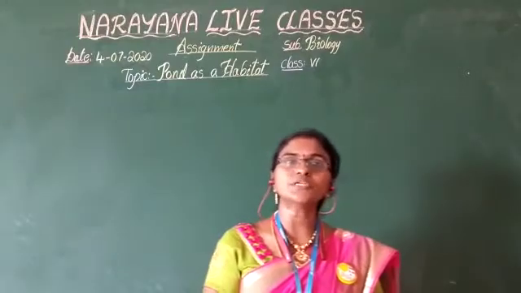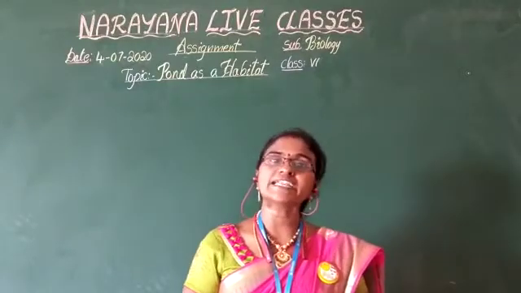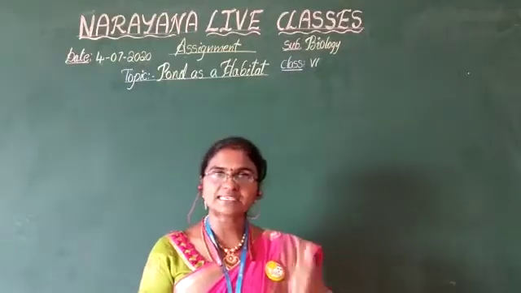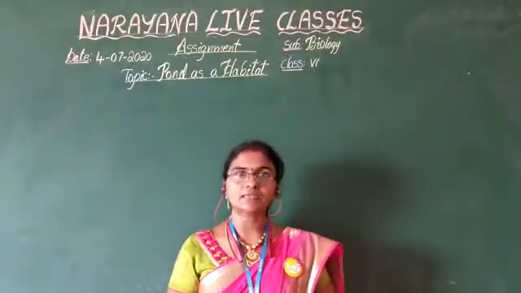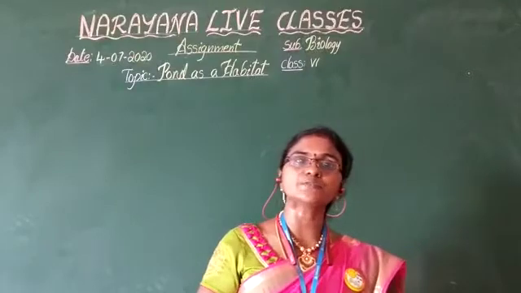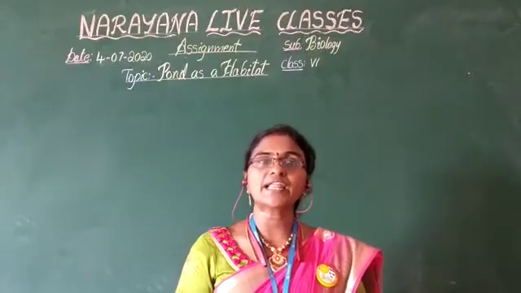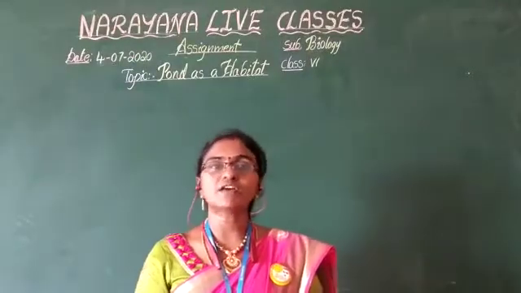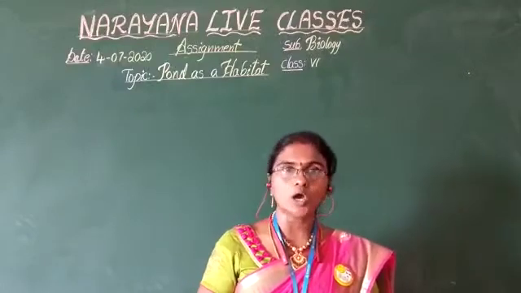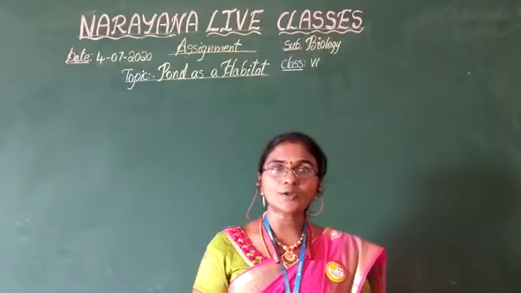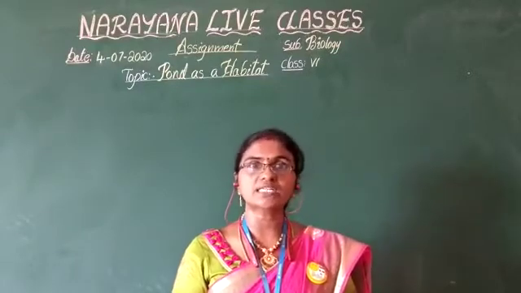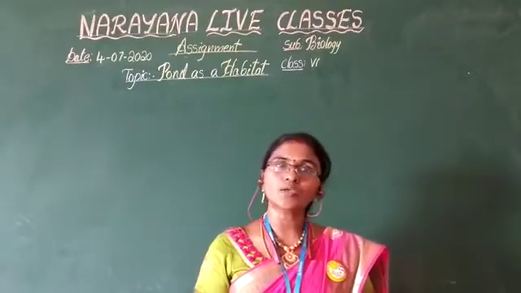Today we are going to discuss the fourth dated assignment key for class 6, and our topic is pond as a habitat. This total assignment is for 10 marks. In this we are having 2 Romans. In the first Roman total 6 objectives are there, each one carries 1 mark. In the second Roman 2 short questions and answers are there, each one carries 2 marks.